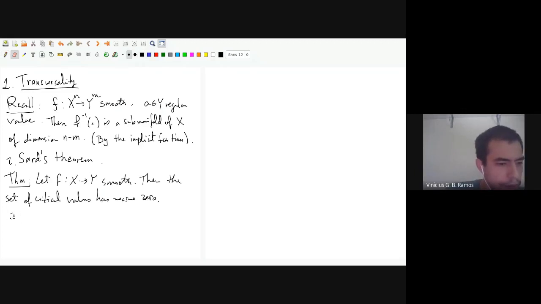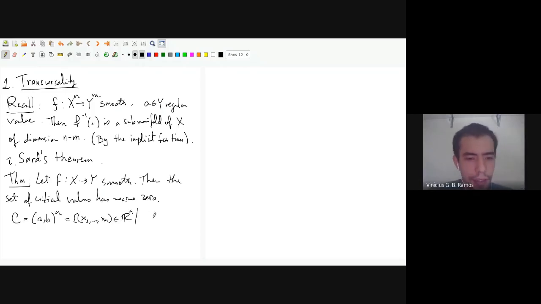I'm going to say if C is a cube, I'm going to do open cubes. So let me write (a,b) to the n. This is the set of x1 through xn in Rn such that xi is bigger than a and less than b. The volume of the cube is just (b minus a) to the n. You could do this with rectangles and then just specialize to cubes, but I think it's easier to do directly with cubes.